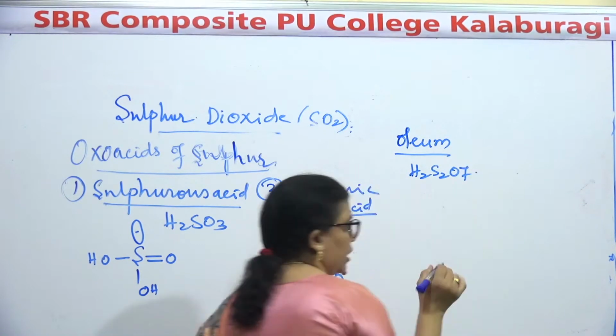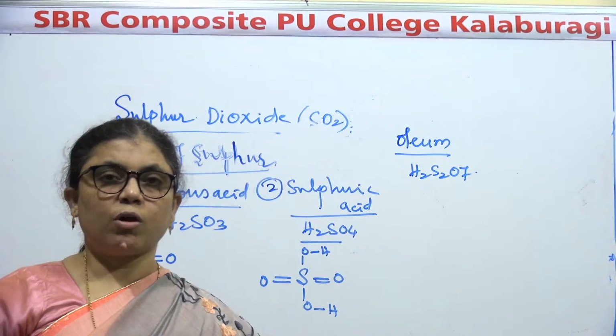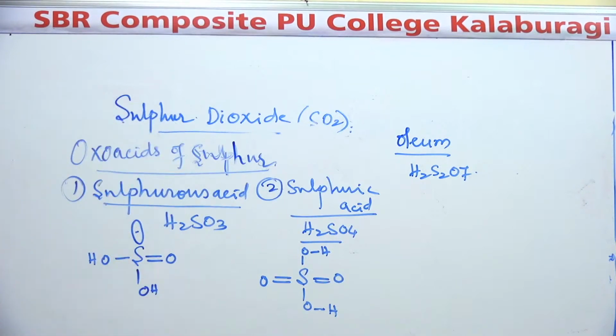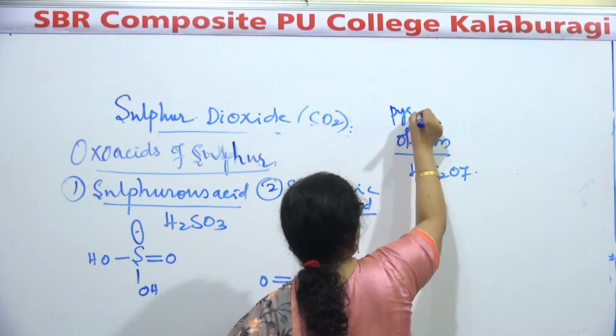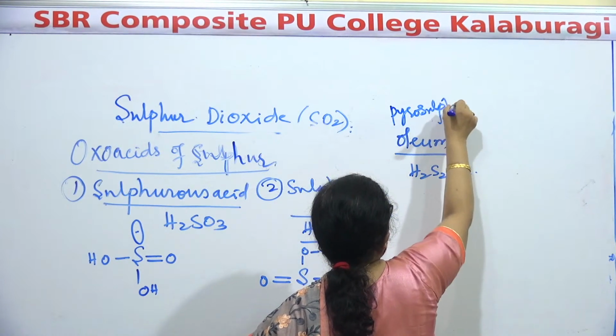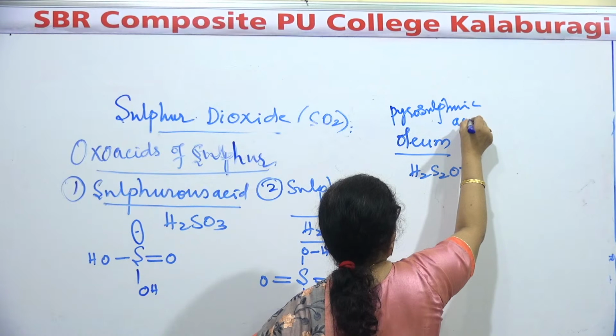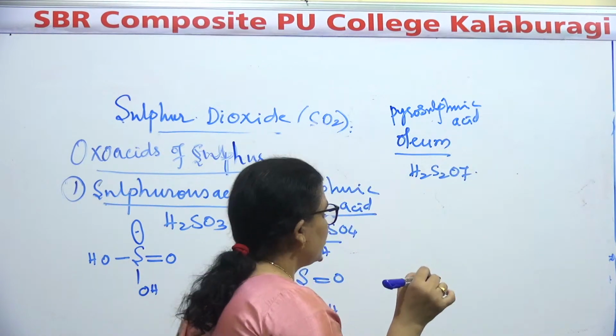H2S2O7. Oleum, which is also called pyrosulfuric acid. Oleum is also called as what, children? Pyrosulfuric acid. The name is pyrosulfuric acid.